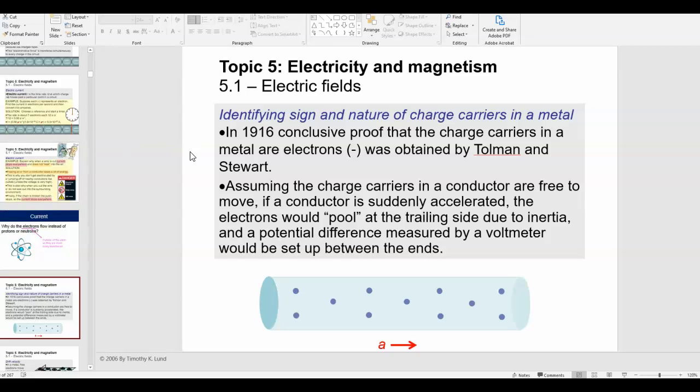Now, in 1916, we figured this out, that when you're talking about a metal, the charge carriers in a metal are electrons. Now, remember that before like the 1900s, we didn't have any idea what the model of the atom looked like. Electrons were not even discovered until the late 1800s, like the 1890s, by J.J. Thomson. We've talked about him before. And so people started doing experiments with electric circuits in the early 1800s. And so it wasn't until almost 100 years later that we actually had an idea of what was going on. So it turns out the charge carriers in a metal are electrons.